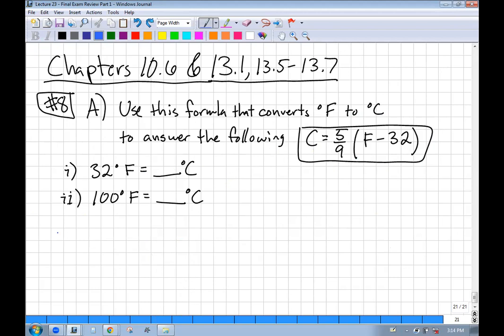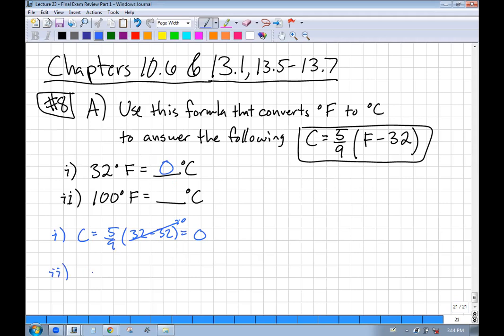So let's see, for part 1, the temperature in Celsius is 5/9 times the temperature in Fahrenheit minus 32. This is just 0, so I'm getting 0. This is 0 degrees Celsius.